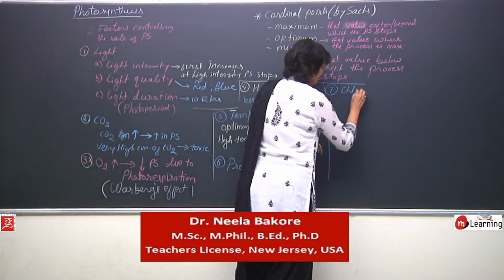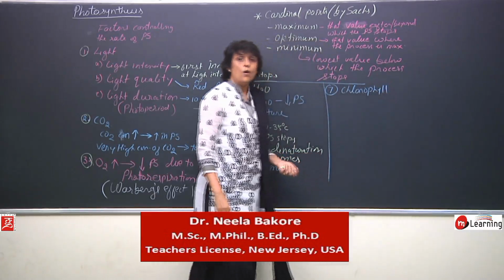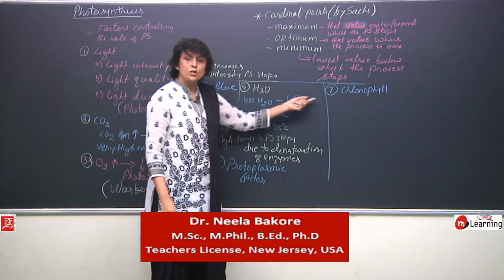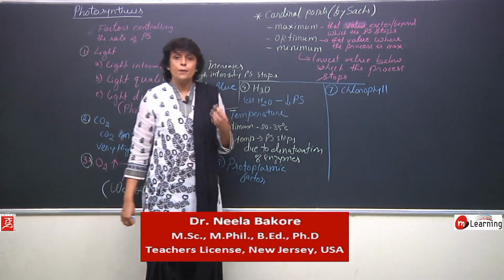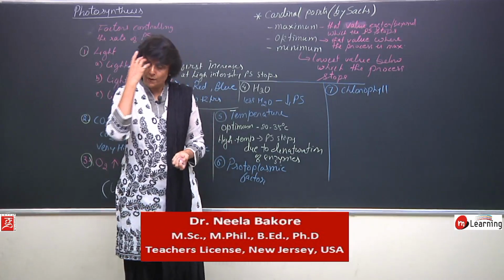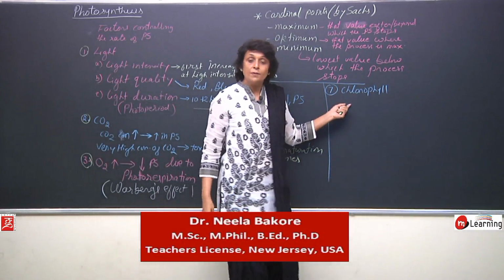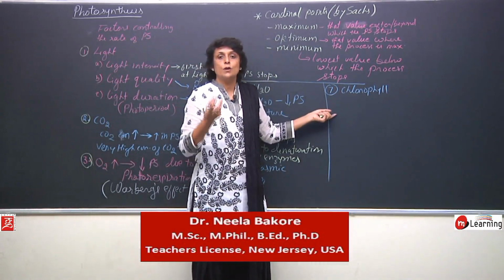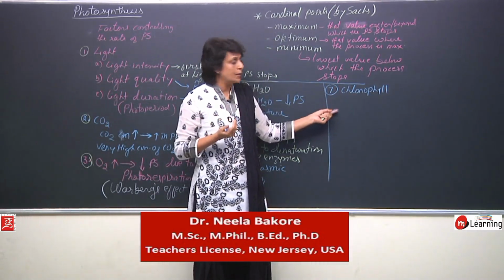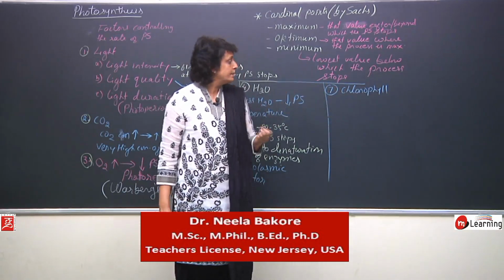Then chlorophyll. Chlorophyll or pigments. This is also internal. Now, presence of chlorophyll is seen in all plants which are performing photosynthesis. Chlorophyll is essential because this is the pigment which is going to capture light along with the accessory ones, and chlorophyll A which is going to start the reaction.